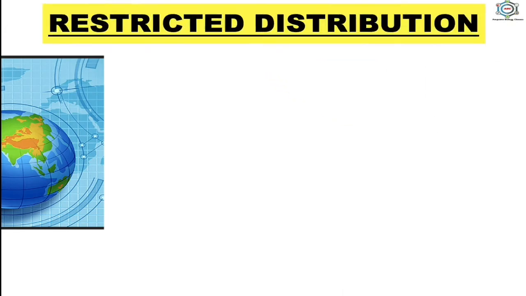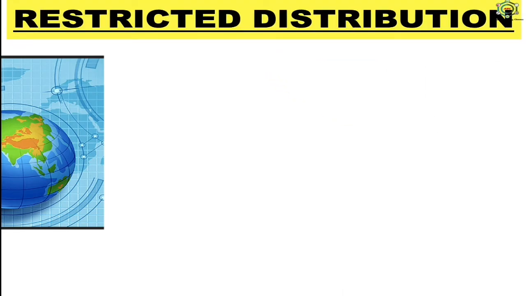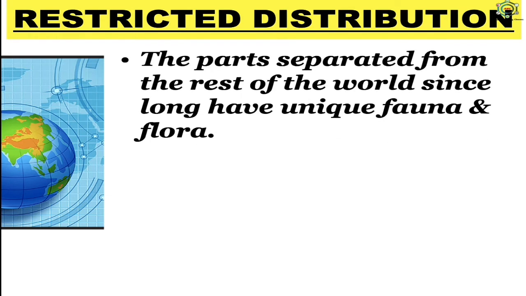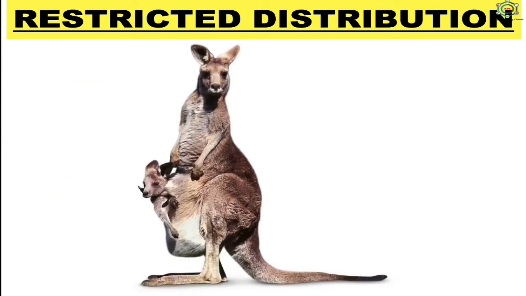Now, after this, the restricted distribution. What is restricted distribution? The parts separated from the rest of the world since long have unique fauna and flora. That is restricted distribution. Australia has egg-laying pouched mammals that occur nowhere else. This restricted distribution is explained by evolutionists in the following ways.